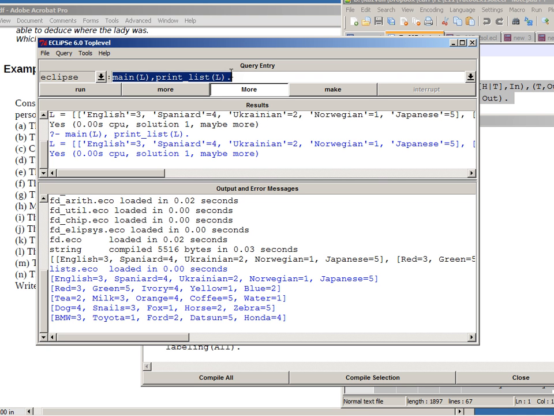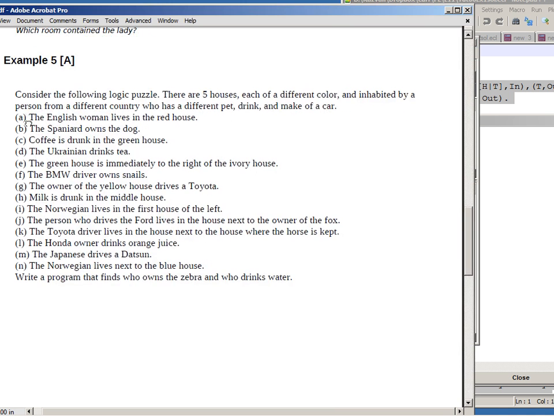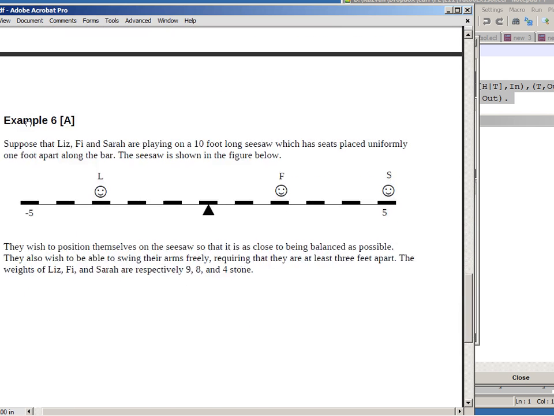Okay, last one. Seesaw. So this is in fact an optimization problem. I have 3 kids, and they're on a seesaw. The seesaw has a number of seats, and they can sit in various places, and they would like to be as close to balance as possible, to the seesaw being fully balanced as possible.